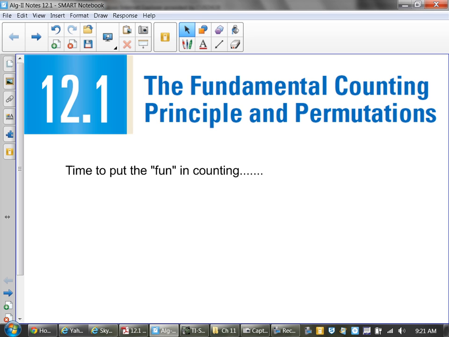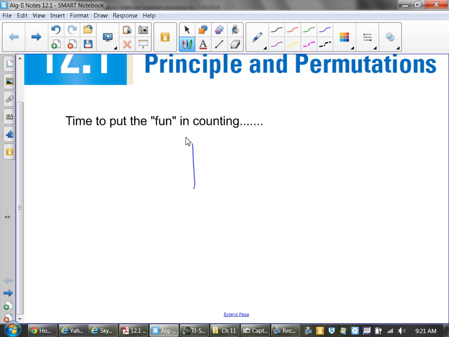Here today we're going to talk about how you can rearrange things. How many different ways can you pull things and put things in order? We're going to talk about what this means.